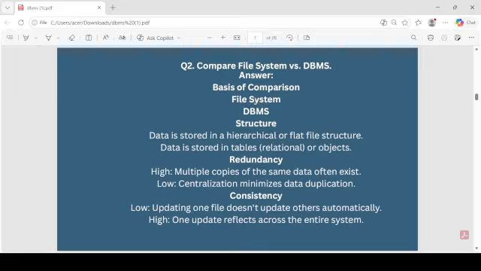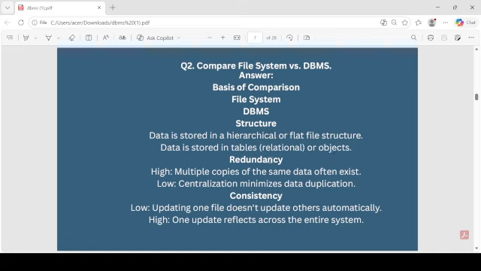The next question will be: we have to differentiate between them. So on the basis of comparisons, we differentiate file system and database system. So the first comparison will be based on structure. In file system, data is stored in a hierarchical and flat file structure, and in DBMS data is stored in tables, like relational or objects.